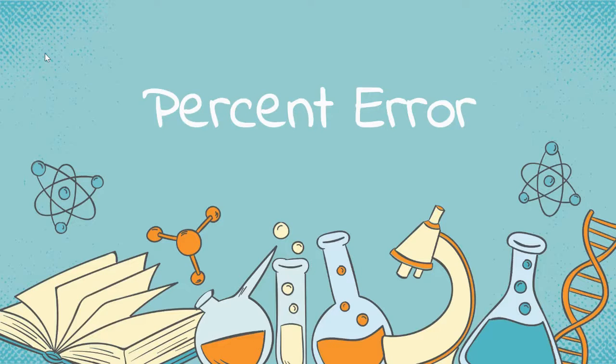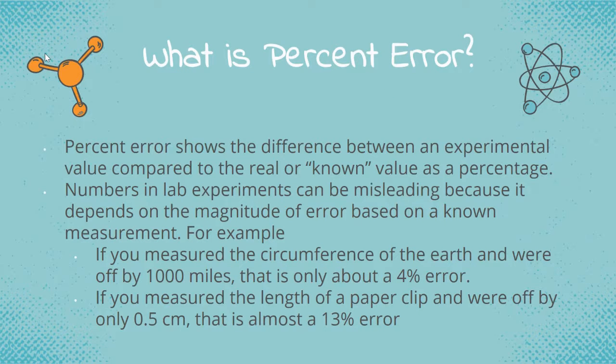Percent error. So let's talk a little bit about what percent error actually is. Percent error shows the difference between an experimental value compared to the real or known value as a percentage. And so that's the big thing, that we're looking at what we determined in the lab versus what might be a known or real value.